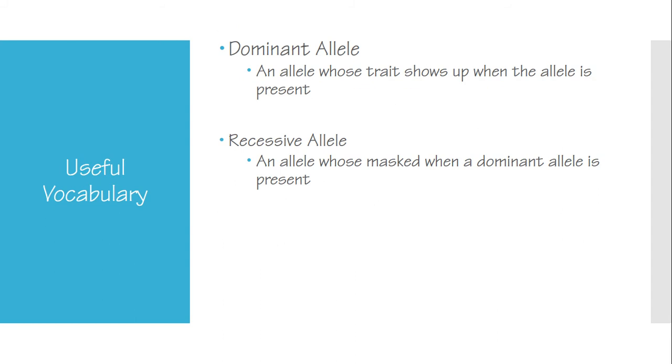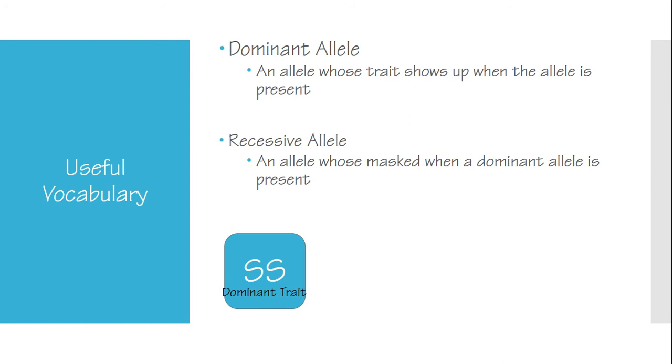So we also want to look at the difference between a dominant allele and a recessive allele. If there is a dominant allele present, then that trait is going to show up. And then a recessive allele traditionally gets masked when a dominant allele is present. So if there is no dominant allele, then we will see the recessive trait.